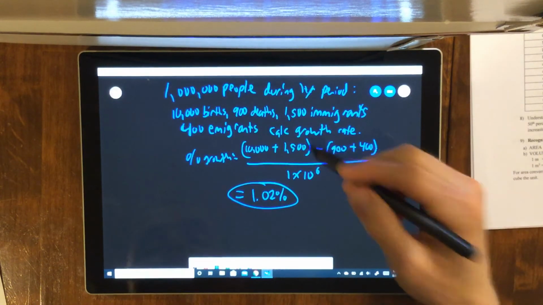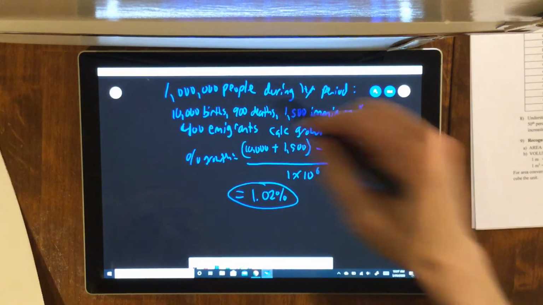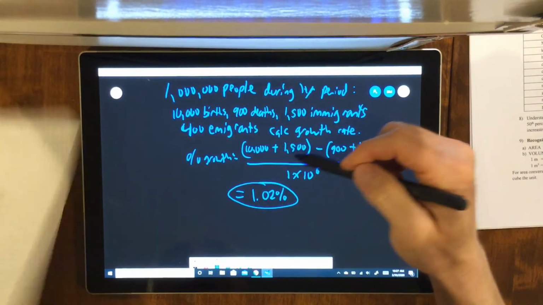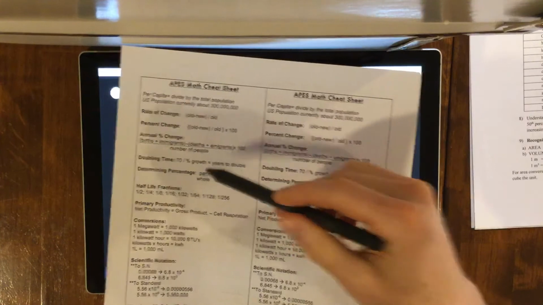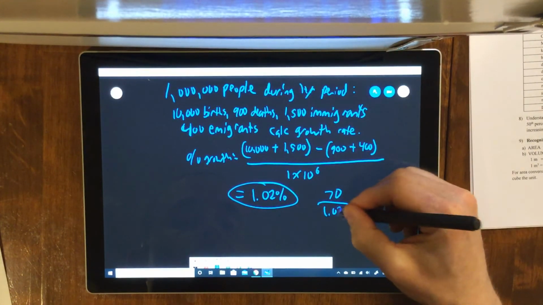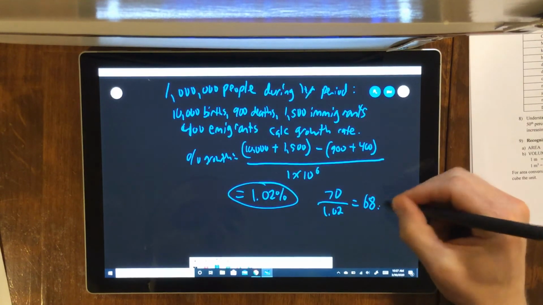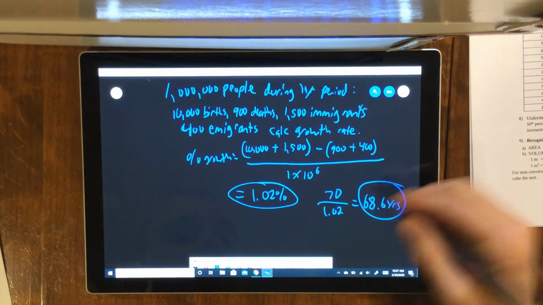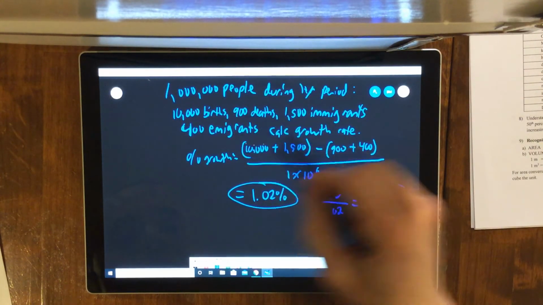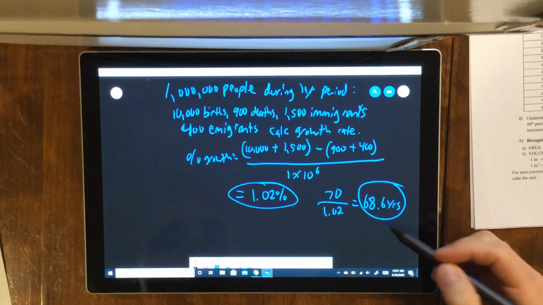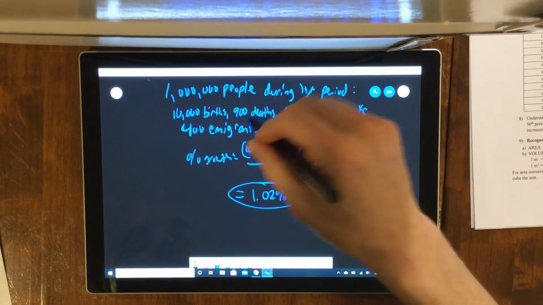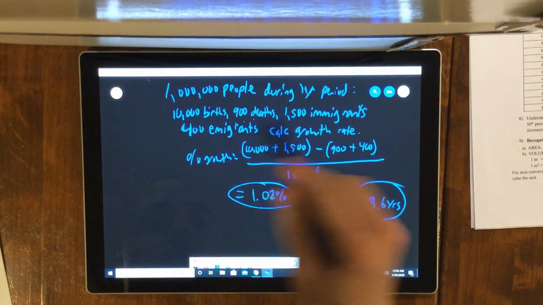Okay, so there's that. Now, if you want to use the rule of 70, how long will it take for this population, this area, to double in population? That's where you use 70 divided by growth. So 70 divided by 1.02 equals 68.6 years. That 70 is a constant. As long as you know the growth rate, which you can get from this stuff, then you can always get the doubling time. It'll take about 69 years, 68.6 years, for this population to double, assuming these numbers don't change dramatically.